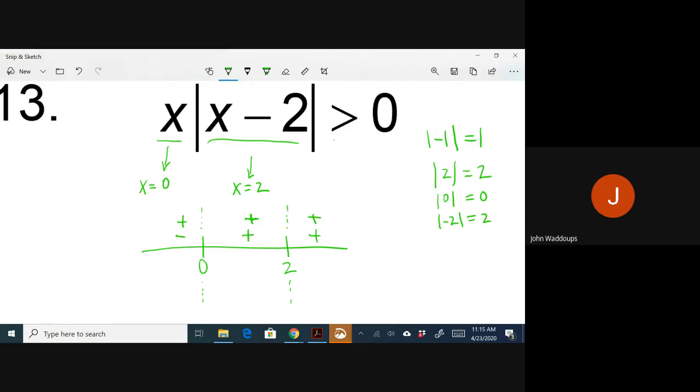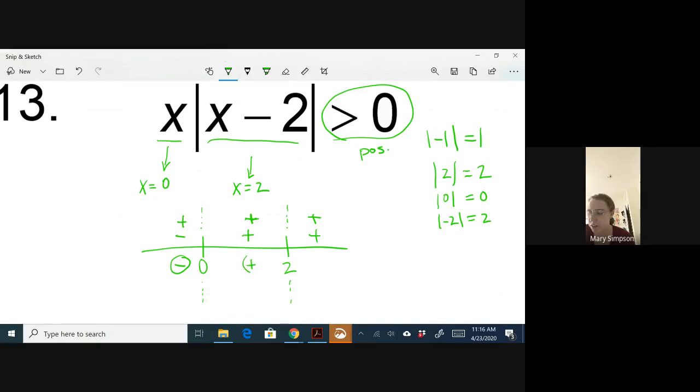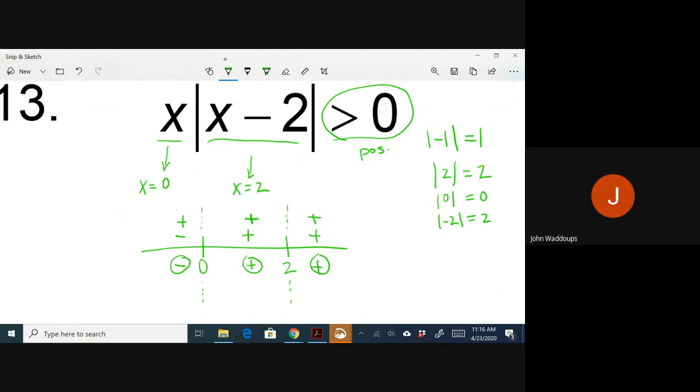Now, because this is greater than 0, numbers greater than 0 indicate that we're looking for positive intervals. To the left of 0 would be negative. Positive times negative would be negative. And positive and positive would be positive. Positive times positive, also positive over here. And so basically our interval is going to start at 0. We're going to use an open circle. And we're going to go to the right.